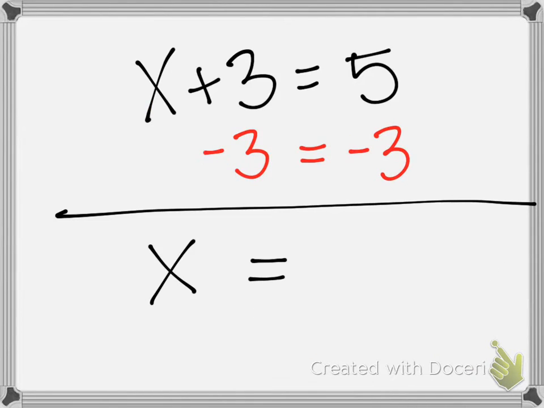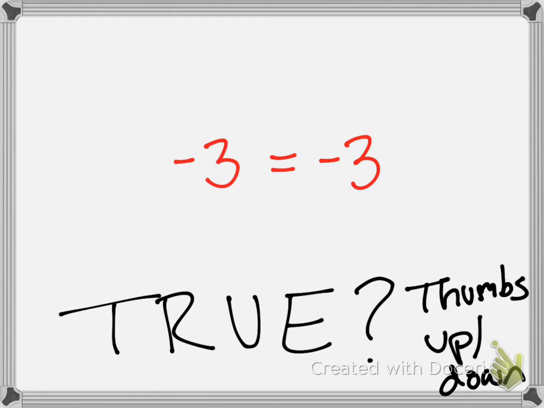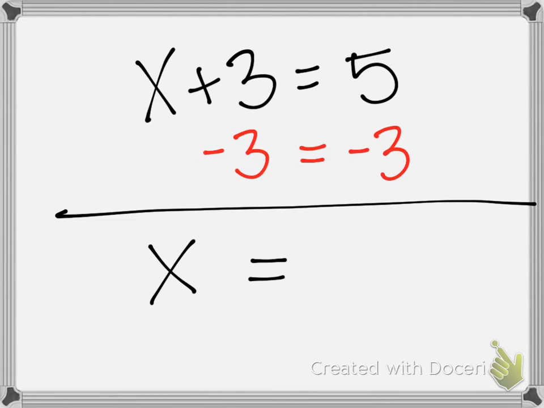So, now, here's what we see. Is negative 3 equal to negative 3? Yeah, that's a true statement, right? So give me a thumbs up if you think it's true. Give me a thumbs down if you think it's false. Good, because it is true. Negative 3 is equal to negative 3. Look at that. We subtracted 3 from both sides. What we do to one side, exactly, we do to the other. So 3 minus 3 cancels that out, and it's now 0. So we just have X left on that side.